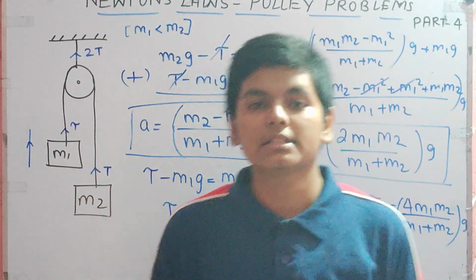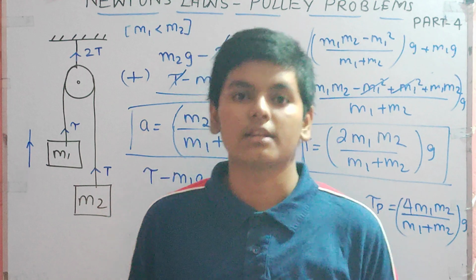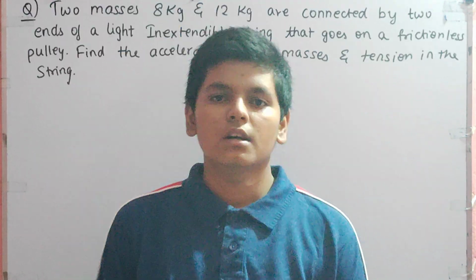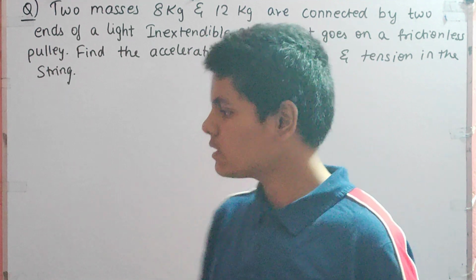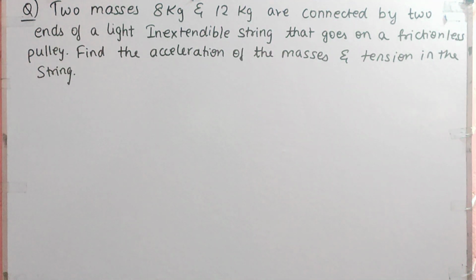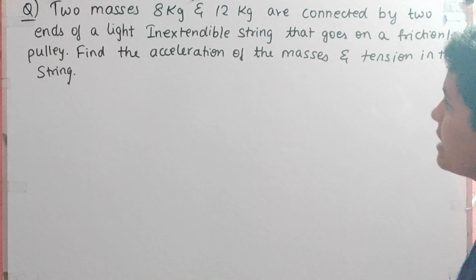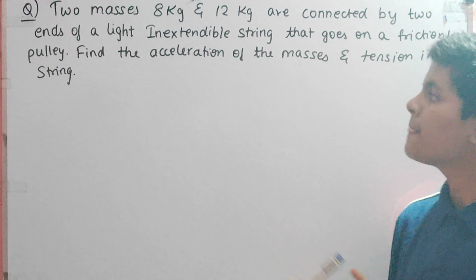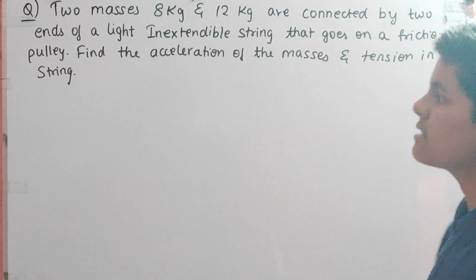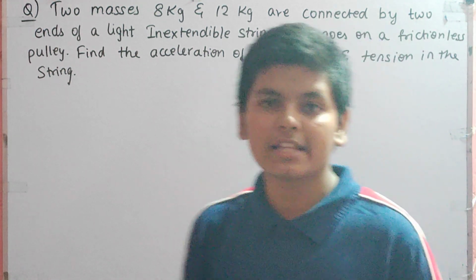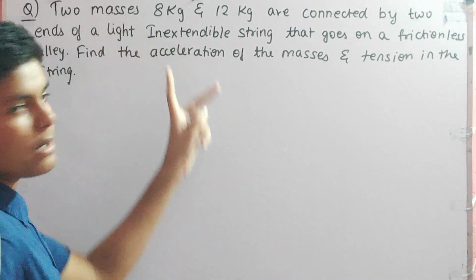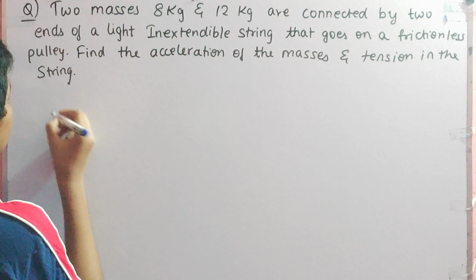Now we will be solving some questions regarding this Atwood machine. So let us move on to the first question. Two masses, 8 kg and 12 kg, are connected by two ends of a light inextensible string that goes over a frictionless pulley. Find the acceleration of the masses and the tension in the string. We have to find the acceleration and the tension. So there are two masses, one is 8 kg and one is 12 kg.